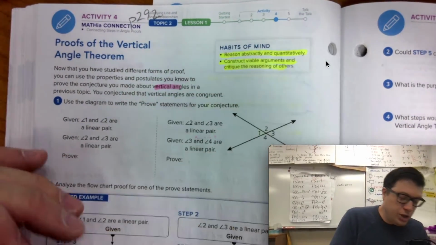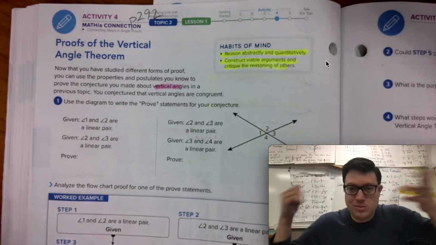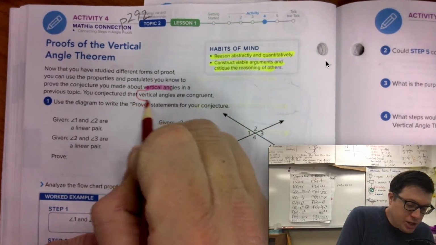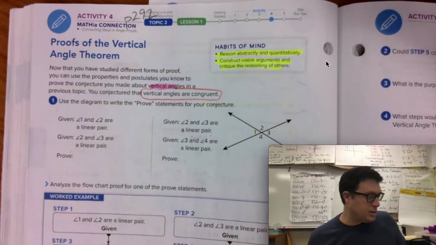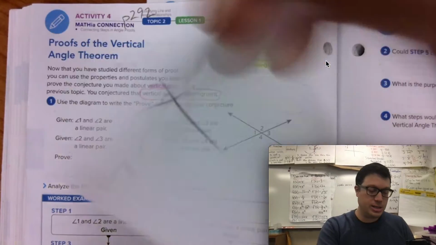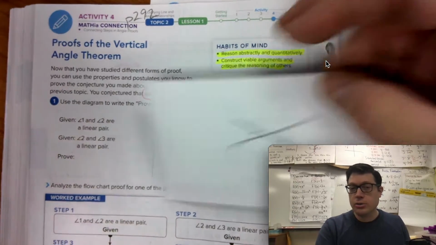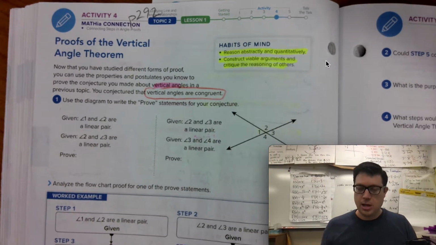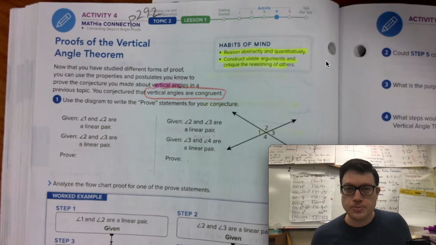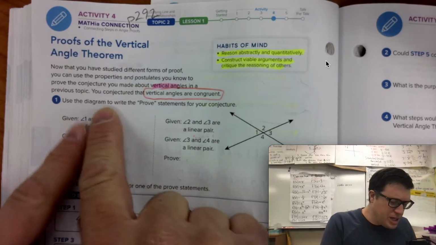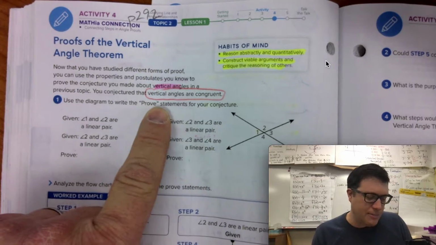Remember, we conjectured, that's a statement about maybe how true something is, like a rule. We conjectured that vertical angles are congruent. That is what vertical angle theorem actually is. Vertical angles are congruent. But let's prove it, because it's not really a true statement just on its own. It needs some facts. It needs some logic. Use the diagram to write the prove statements for your conjecture.